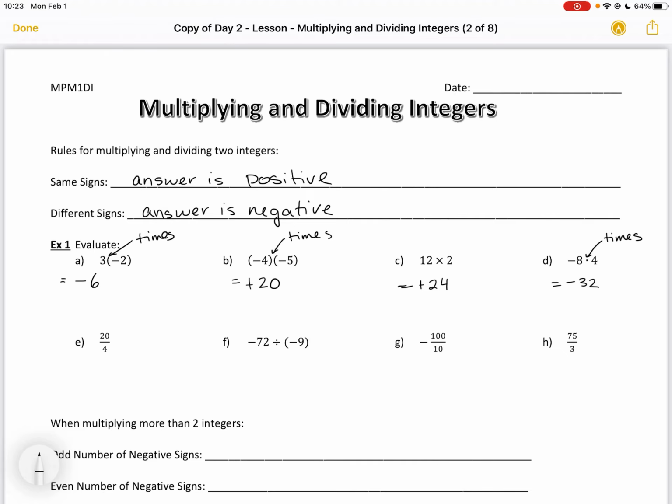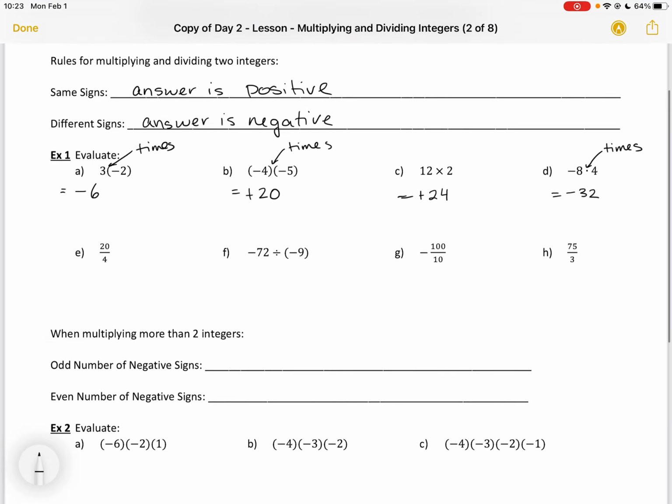My next row is some examples of division. The rules are the same. Here I am dividing two numbers that have the same sign, so my answer is going to be positive. 20 divided by 4 is 5.